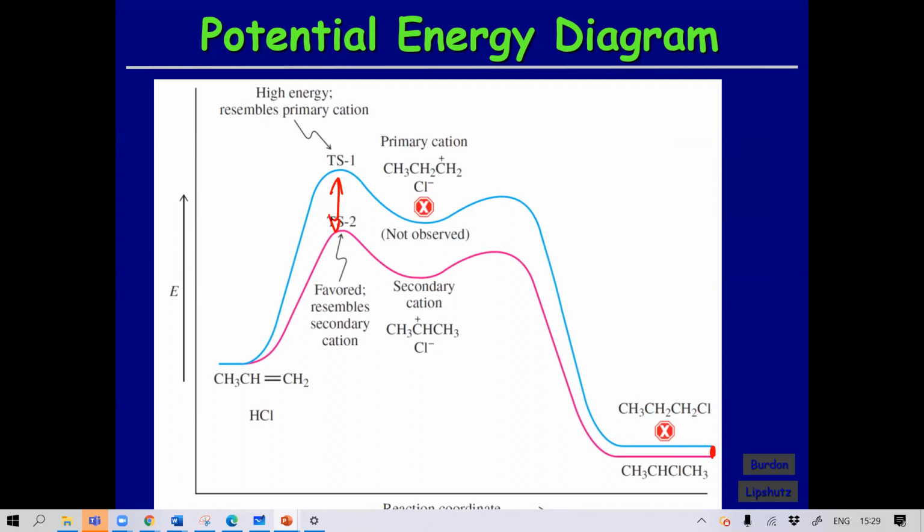But here you can see, in this situation, you are going to end up with the secondary carbocation being produced. So here it is both the kinetic and the thermodynamic product. If anyone got confused because of that, this is both the kinetic and thermodynamic product. So what happens?